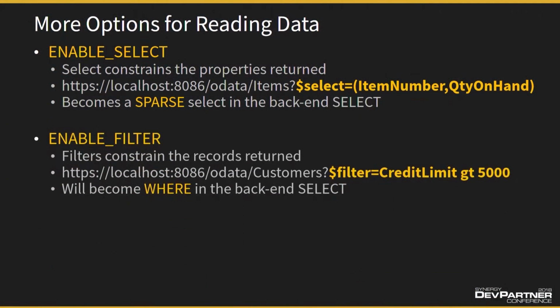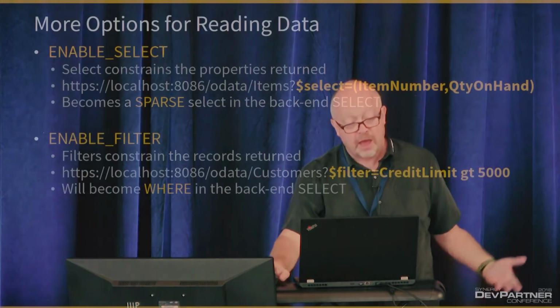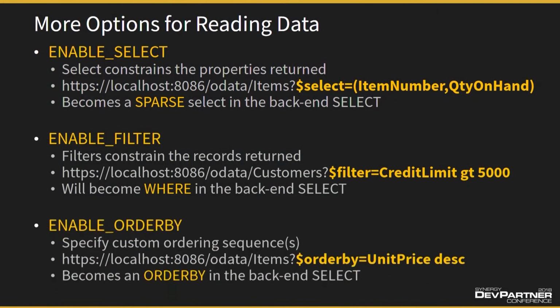You can also enable filter. If you turn that on, then you get to use the $filter and an expression. These expressions don't have to be as simple as this one. Here I'm just saying filter equals credit limit greater than 5,000. But you can do ands and ors and greater than or equals, less than or equals, all of those typical operators, and you can build up complex expressions to filter the records that are returned. And obviously, filters under the hood become where clauses in the underlying selects.